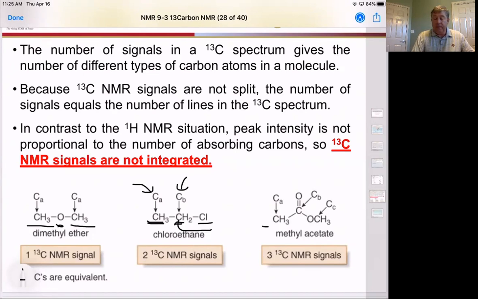Let's take this nice ester for a difference here. We have a carbon bonded to an oxygen, which is going to give us one signal. We have this methyl group bonded to a carbonyl, which is going to give us our second signal. And then the carbonyl carbon itself, even though we don't see it in proton NMR because there's no hydrogen on it, is a different carbon here, so that will give rise to our third NMR signal in carbon NMR.